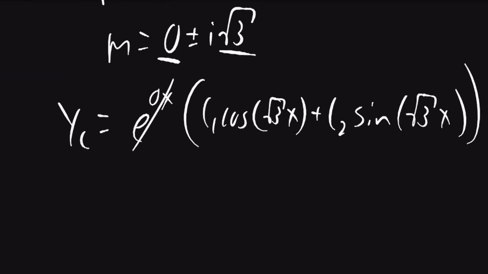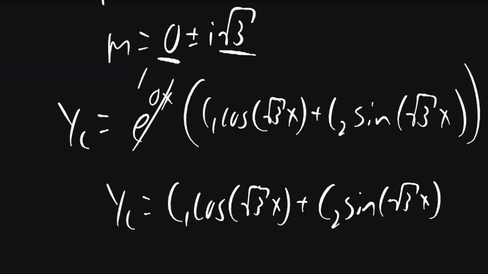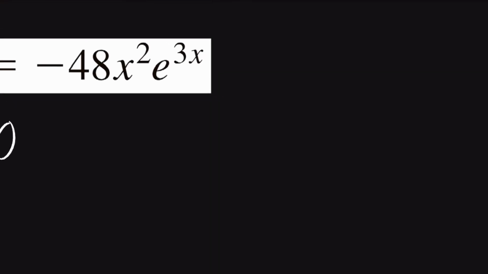This e to the 0x term will just be 1, so yc will be equal to c1 times cosine root 3x plus c2 times sine of root 3x. That's it for our complementary solution. We can now find the particular solution.